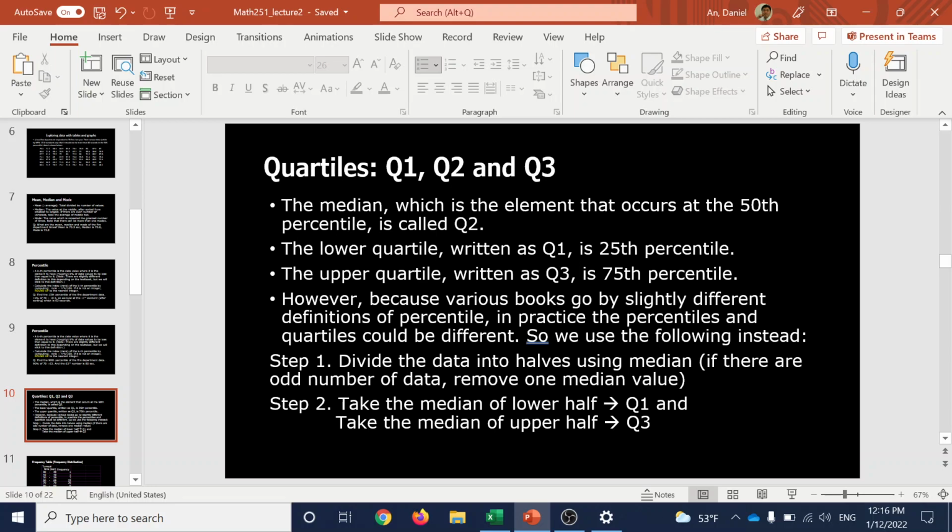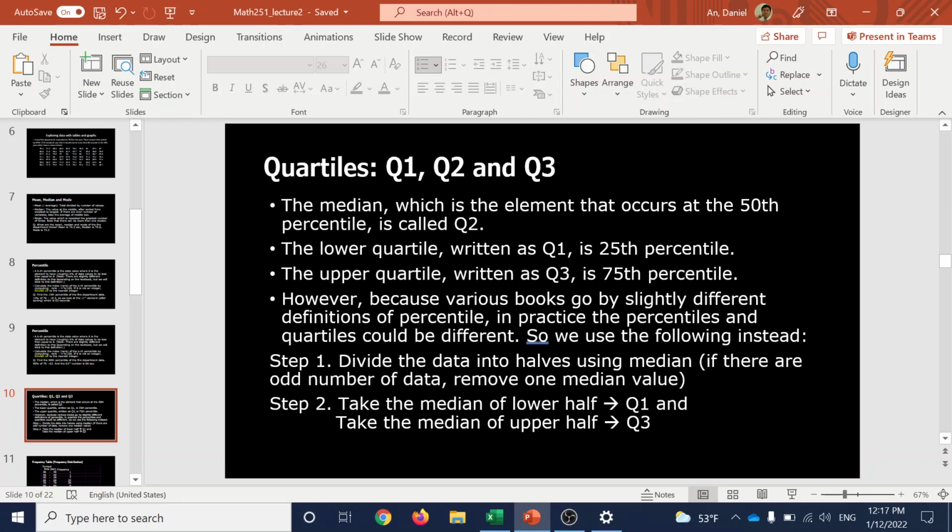Q1 will be the median of the lower half of the data when you divide the entire data into halves using the median. And Q3 will be the median of the upper half of the data. Yes, so like 35 and up is Q1? So in the data that we have, it will be the data from 1 through 35, and the other would be 36 to 70.